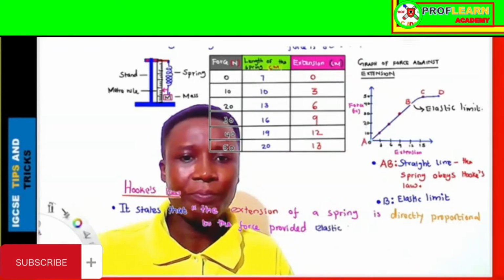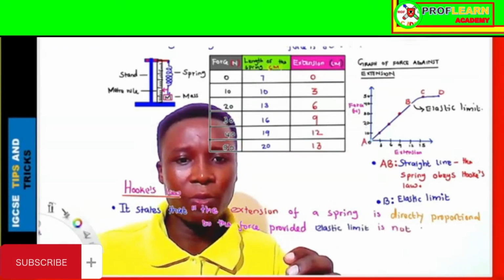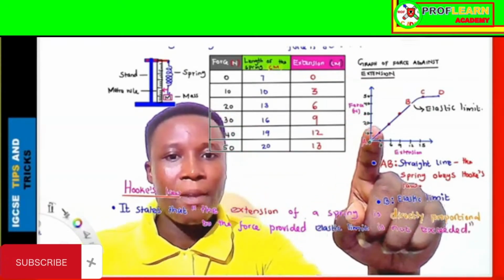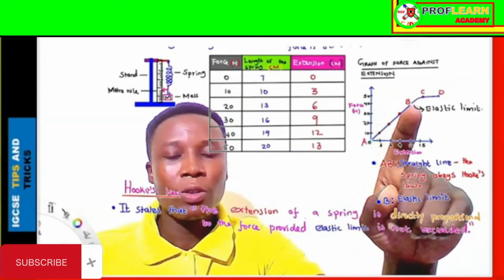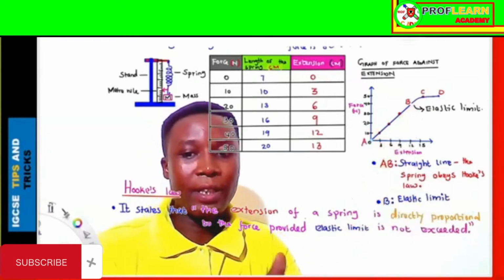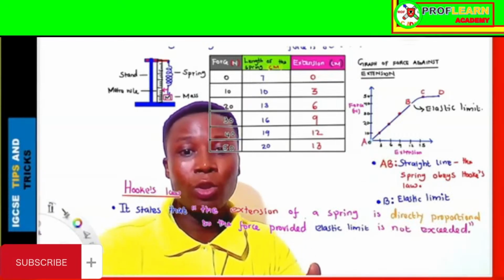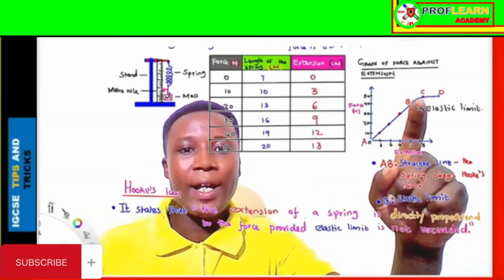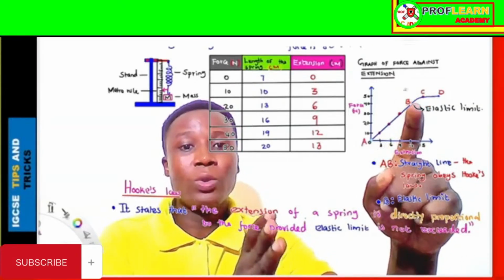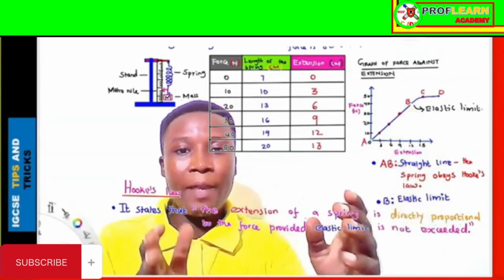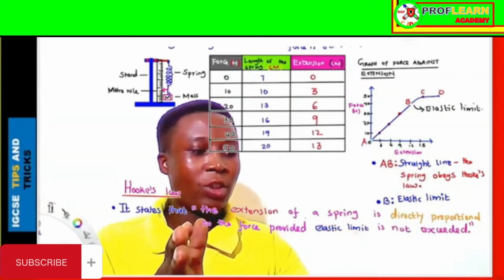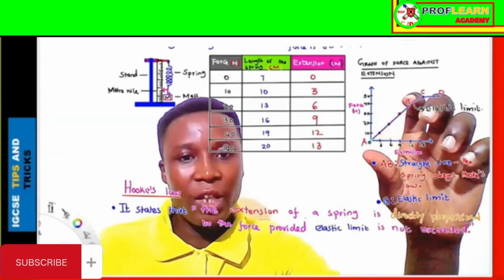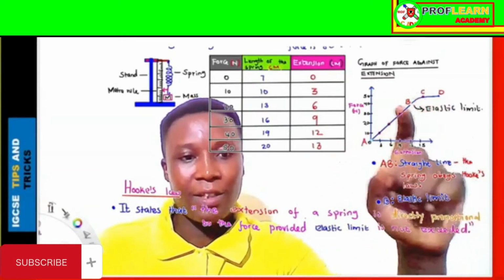So what this law is trying to tell you is that as you add the force, extension will also be increasing. As you increase the force, extension will be increasing. If you double the force, extension will also double. But that will continue to a given point where it cannot hold. If you increase, it won't increase the same way. So as you increase the force on a spring, extension also increases, but that will continue to a given point, and that point is the elastic limit.